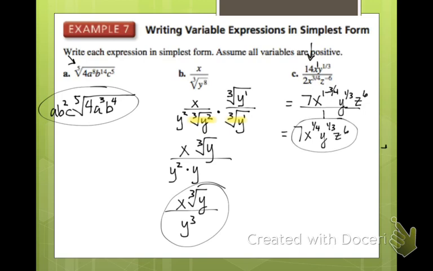I can't put them under the same radical, change them into radical form, because my roots are different. So I just leave them in exponent form. And usually the way we do it is if the problem starts in radical form, like a and b, you're going to give your answer in radical form. If the problem started in exponent form, then we'll leave it in exponent form.